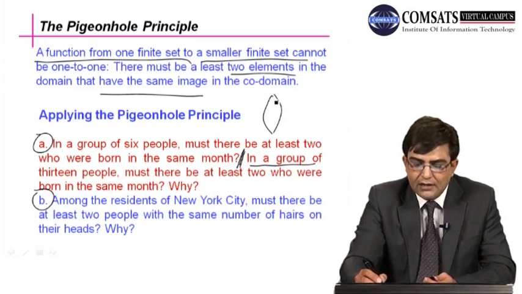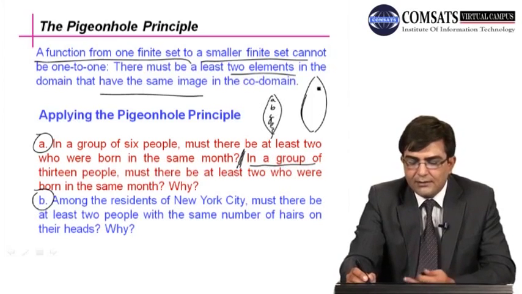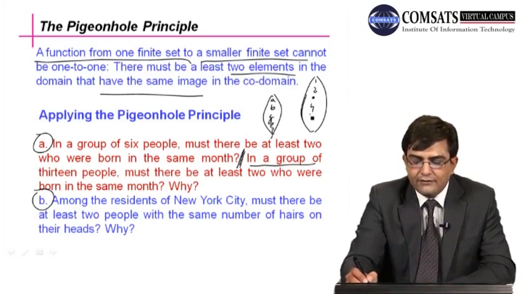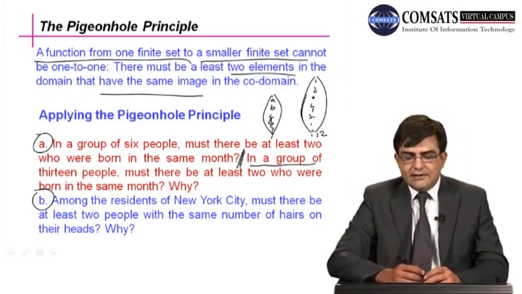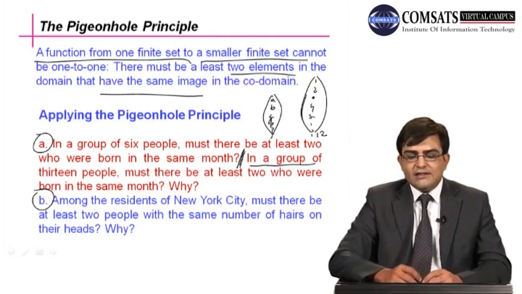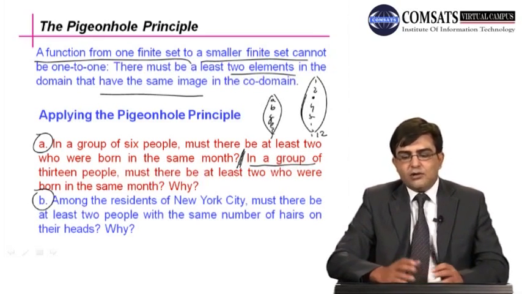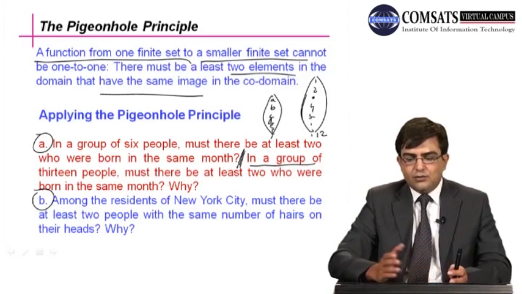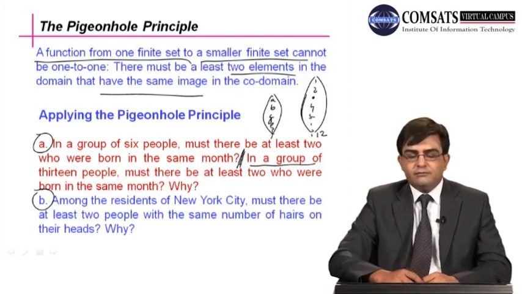For example, we have 6 people, A, B, C, D, E, F. These are 6 people, and there are basically 12 months: January, February, March, April, or 1, 2, 3, 4, 5 up to 12. Is it necessary that there must be at least 2 who were born in the same month? So this is not necessary. For example, A is born in January, B is born in March, C is born in February, D is born in September, E is born in October, F is born in July. So this is not necessary.